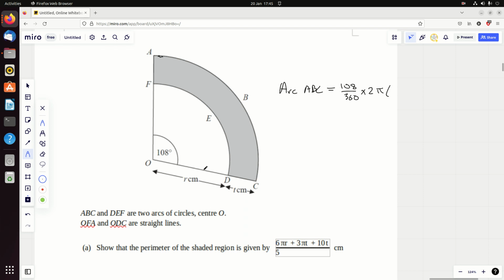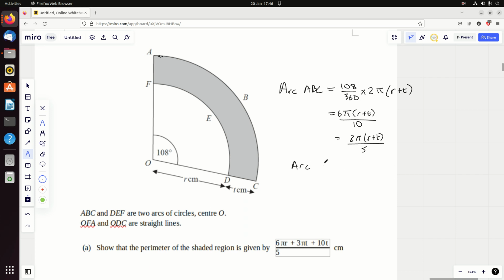But r here is actually r plus t. So we're going to have r plus t. Now, simplify that on your calculator. Let's have a look. 108 divided by 360 is 0.3, times by 0.2. Basically this comes to 6 pi (r plus t) over 10. And in fact it will say 3 pi (r plus t) over 5 on your one. In fact, let's write it like that: 3 pi (r plus t) over 5. Your calculator will simplify that for you. If you do 108 over 360 times 2, you'll get 3/5.